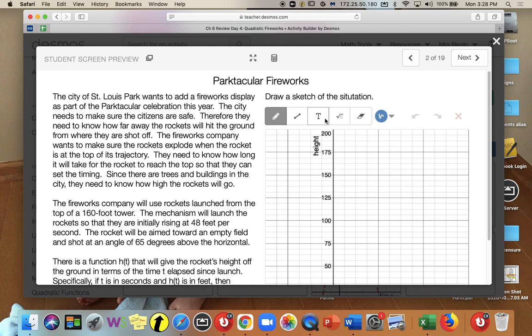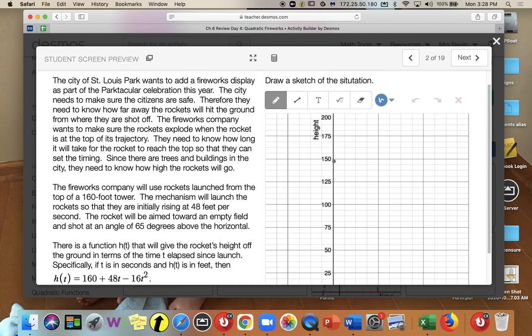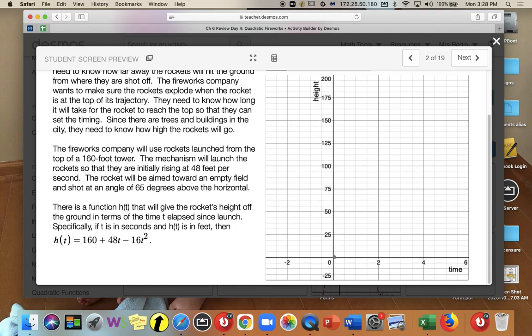So it asks us to draw a sketch of the situation. The starting height is 160, so I'm going to find the 160. What are these going up by? 25. Not a great scale, is this? It's 25 divided by 4. Right, each box is going up 6.25. So 150 plus 6.25 plus 6.25. Okay, so it's going to be just below the second box. So there's the starting height at 160.